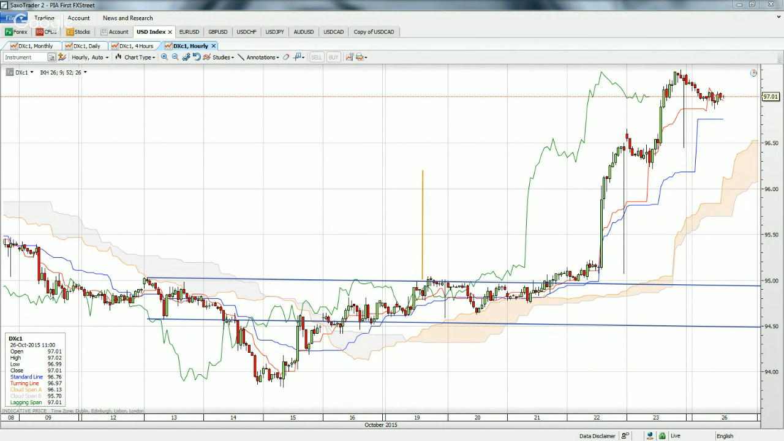Today we're going to break down what we do every week, which is we try and get a bias from the dollar index first, and then we break down the currency pairs. This week we're also going to look at stock indices, where we think they're going to be going in the near future.